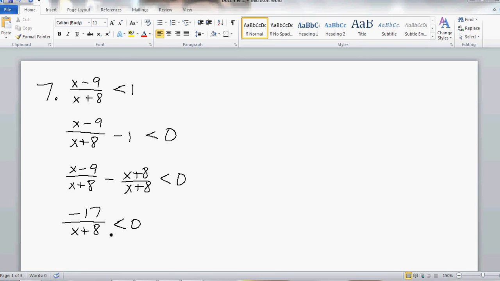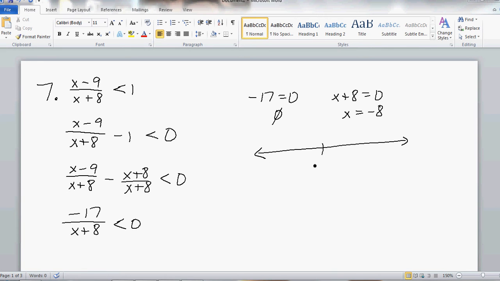Now, how do we determine where the important points are? Well, the numerator we set equal to 0, the denominator we set equal to 0, and each of the points that we get from there are important points. So here, negative 17 equals 0 doesn't have any meaning. That's not going to give us any points. And x plus 8 equals 0 means x equals negative 8. So x equals negative 8 is where we will be testing.